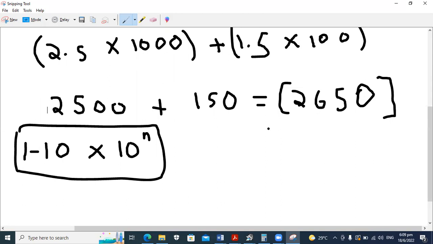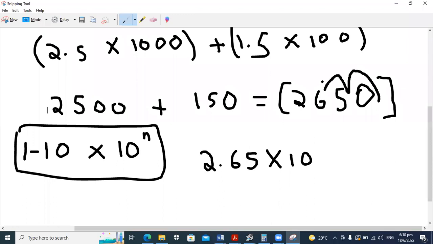Between the 2 and the 6. If I put it between 6 and 5, that's 26.5, which is more than 10. If I put it in front of the 2, that's 0.2, which is less than 1. So the best place to put it is between the 2 and the 6. So the answer is 2.65 times 10 to the 3, because I went 0, 1, 2, 3, 3 places to the left. It's actually plus 3.